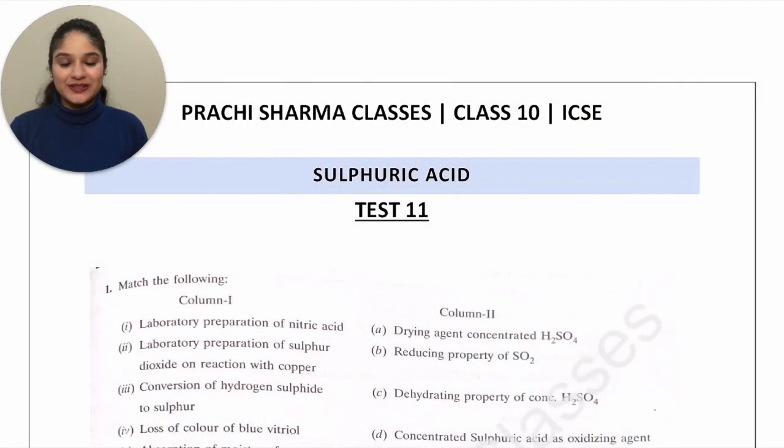Now the test paper was released yesterday on the Telegram channel and today we are going to work on the solutions of that. The chapter that we are working on today is Sulphuric Acid, that is chapter number 11 of your chemistry syllabus. So let's get started with the video. Let's start with the test paper.